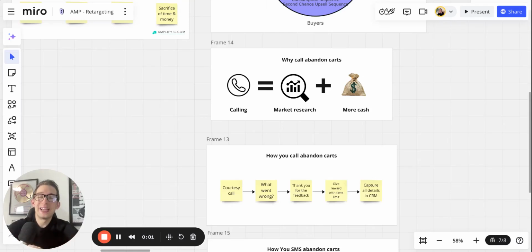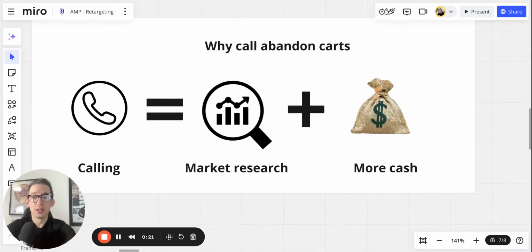So what I'm about to show you is the fastest way and also one of the most profitable ways of increasing conversion rates and increasing sales in whatever you offer, right? It doesn't matter whether it's a low ticket product or a high ticket product, use this process. So what is the process? Three things is calling the abandoned carts. So calling equals market research plus more cash at the same time, right?